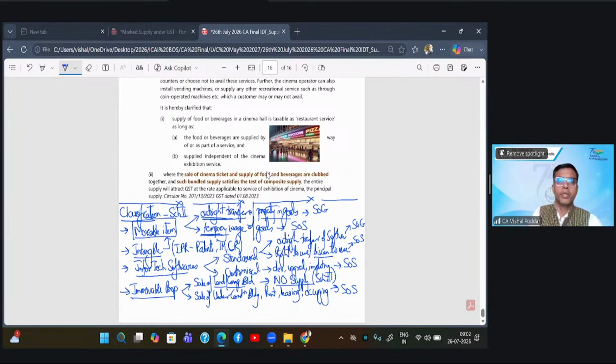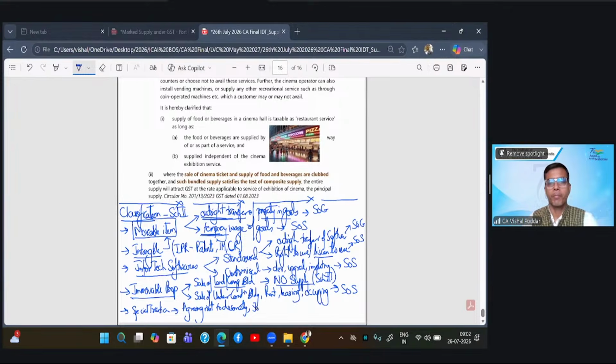Correct? Now, besides this, there are some unique one-time or special transactions. Now, what are these special transactions? Agreeing not to do something, or where you work on the goods sent by somebody else, which is called as job work. So all these are supply of service.